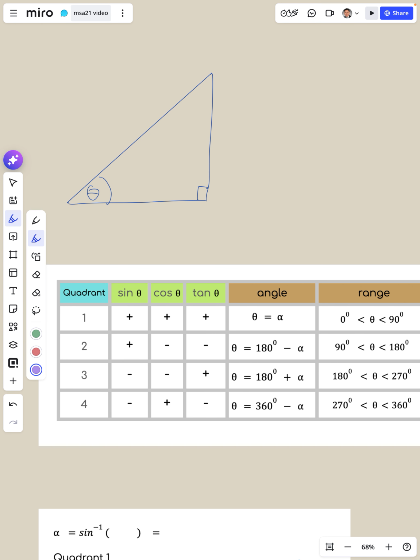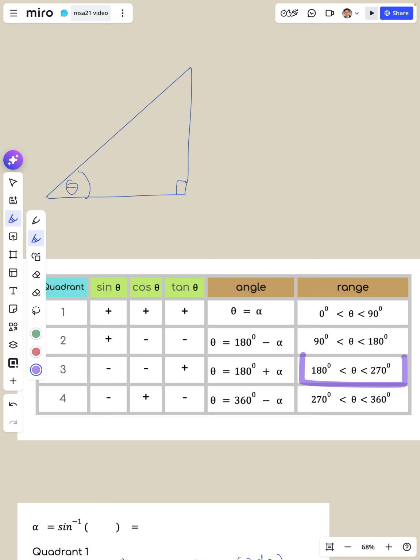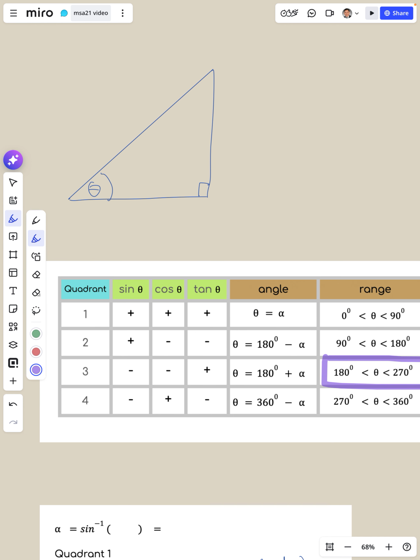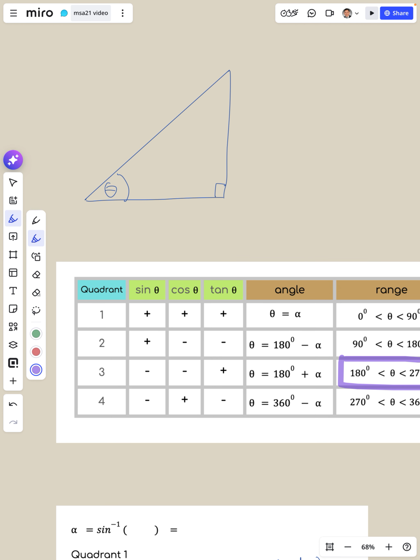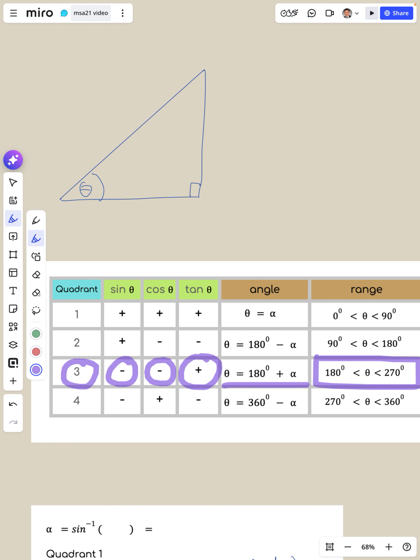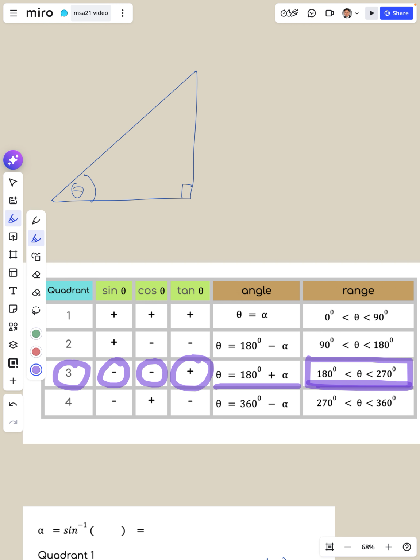What if the angle is between 180 degrees to 270 degrees? Then that angle is said to be in quadrant 3. The sine value will be negative, cosine will be negative, and the tangent is positive. And the angle, we call it 180 plus alpha. And alpha is between 0 and 90 degrees, which means 180 plus alpha is between 180 to 270.